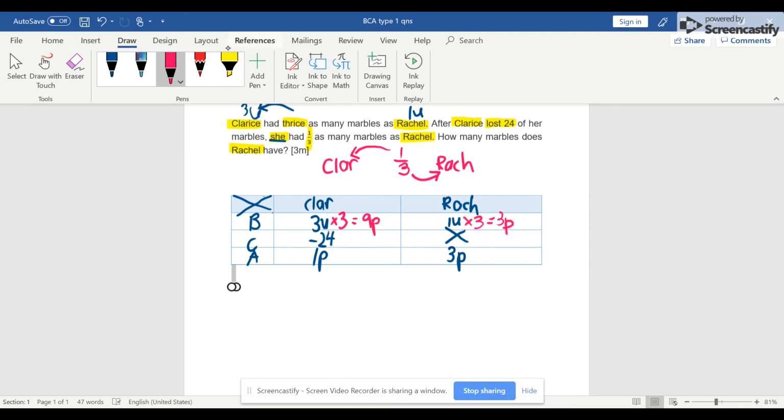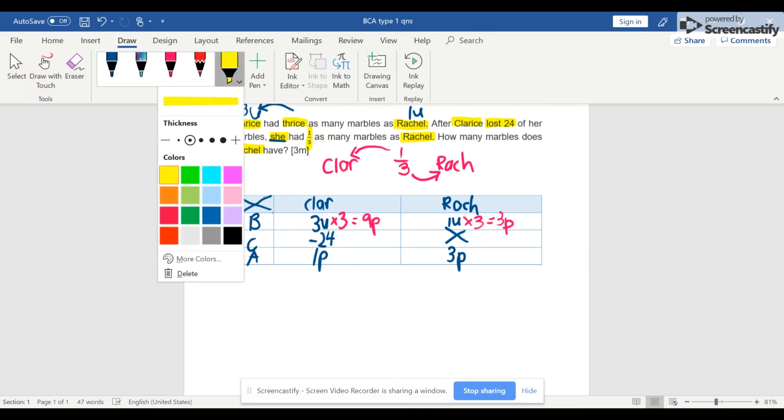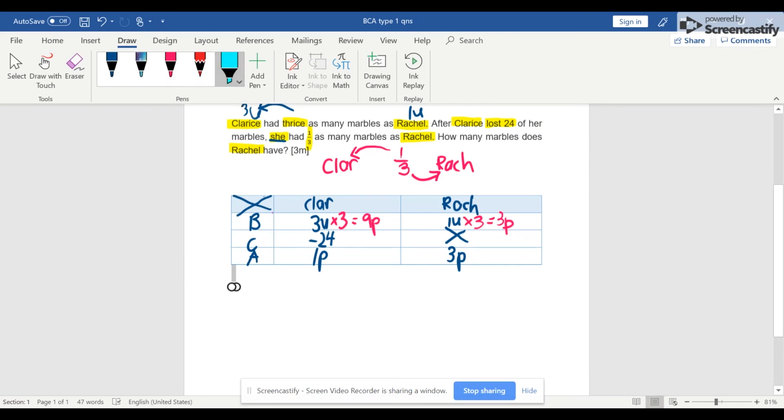Okay? So this comes with a couple of experiences. When you keep doing this kind of questions frequently, you will get used to it. You will know when I actually make the units the same or I make the parts the same. It comes with experience. So please be patient when you are doing this kind of math problems.